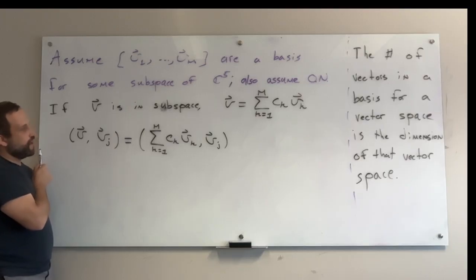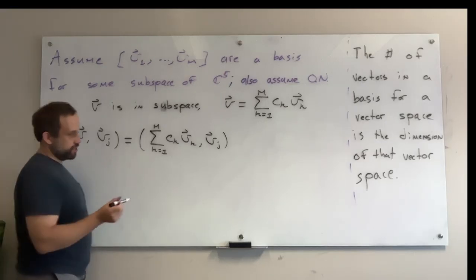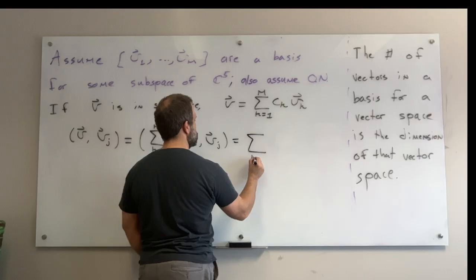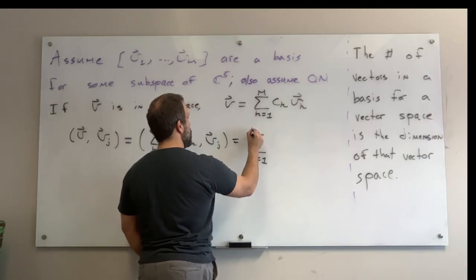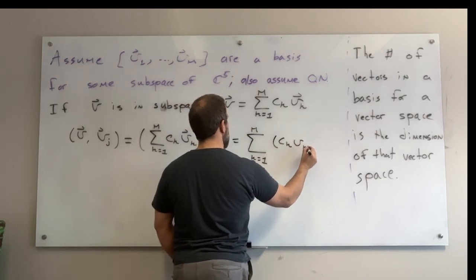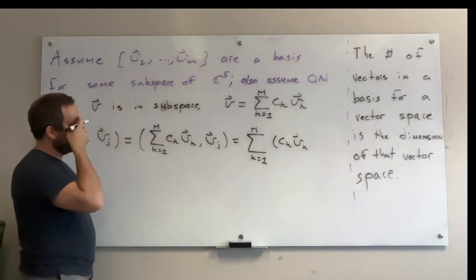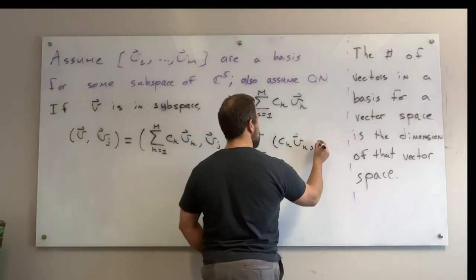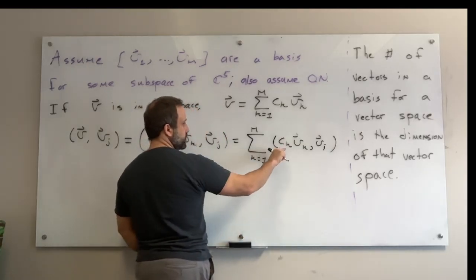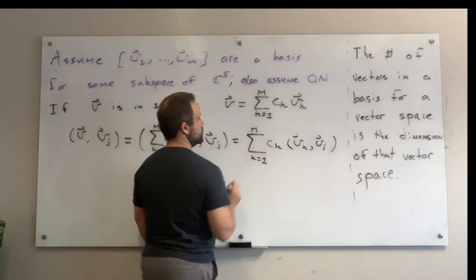Now I can use the fact that this inner product is linear in the first factor. And so this is now the sum k equals 1 to m. I'm going to do this in two steps. This sum right here, this is ck vk, comma vj. And now ck is a scalar, so I can just pull this out and we get this.